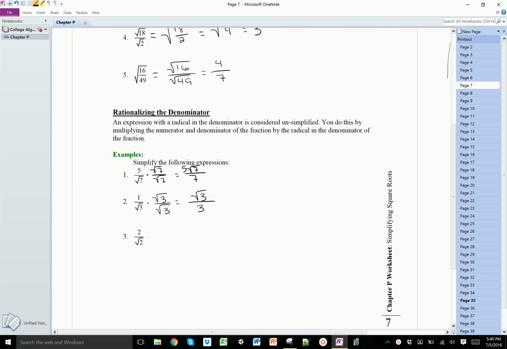And for the last one, we're going to multiply the numerator and denominator by the square root of 2. So the denominator, when I do square root of 2 times square root of 2, I'm just going to get 2. And the numerator will be 2 times the square root of 2. But I'm not done because I need to simplify this, and I just get the square root of 2.